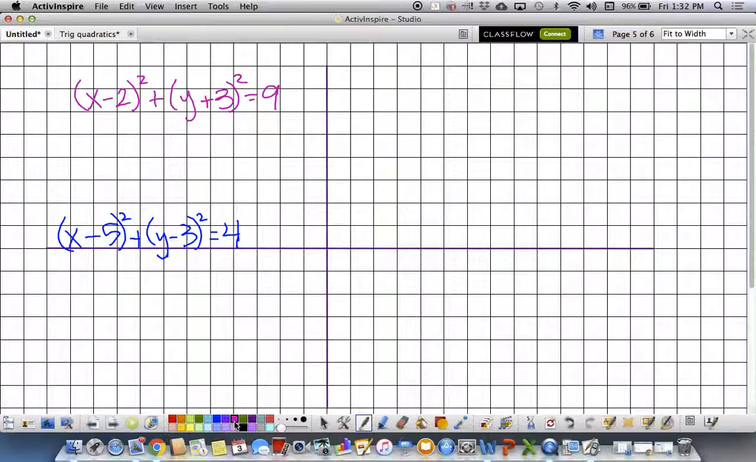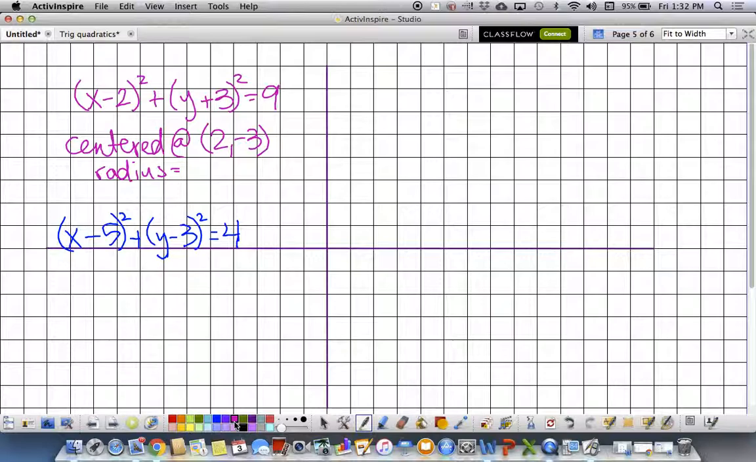X minus 2 squared plus y plus 3 squared equals 9. What are your h and k? You've got an h that's 2, and you've got a 3, that's a k, which is negative 3. So when you set those equal to 0, you are centered at 2, negative 3. What is your radius? 3. You have to take the square root.